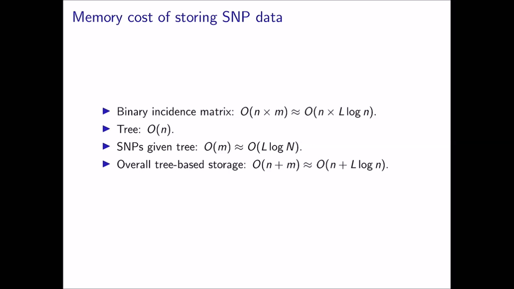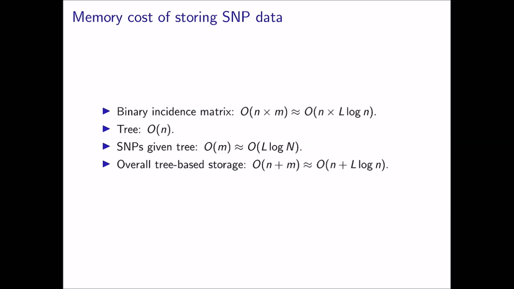On the other hand, if I store my tree, well, it has order n branches. It's a binary tree with n leaves that has about 2n branches. So it's linear in the sample size. Once I have a tree, I can put my mutations, just decorate them on top of the tree. And I need to store each mutation once somewhere along the edges of the tree and say that it's present in all of those samples which subtend it. That's an order m operation, or L log n. I don't know why that n's capital, it shouldn't be.